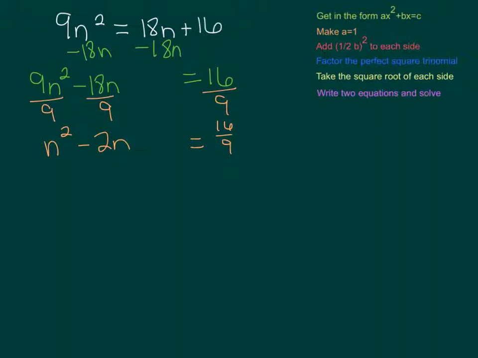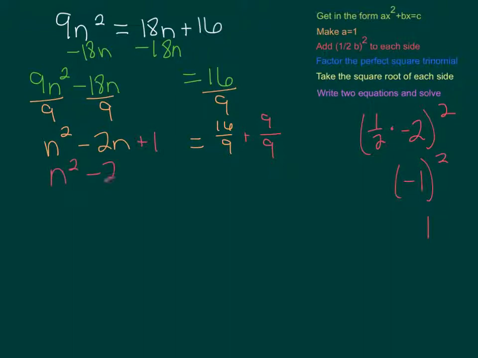Now we go to add 1/2 b squared. So 1/2 times negative 2 squared, which gives you negative 1 squared, which is 1. So we will add 1. Now over here, instead of adding 1, I'm going to add 9 over 9. 9 over 9 still equals 1, but it gives me a common denominator with the other fraction, which is going to help us when we go to add.